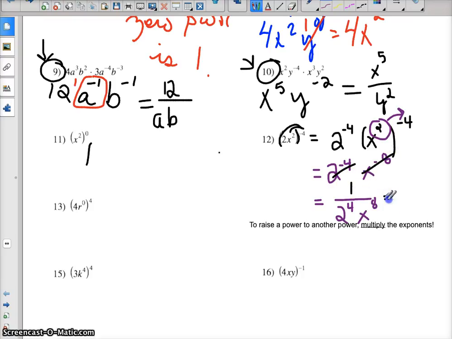Now the last thing we need to do is raise 2 to the 4th power. So let's think that through. 2 to the 4th power is 2 times 2 times 2 times 2. And remember, we're still working on our math brain, so we're not using our calculator. 2 times 2 is 4. 4 times 2 is 8. And 8 times 2 is 16. So our final expression is 16x to the 8th power.